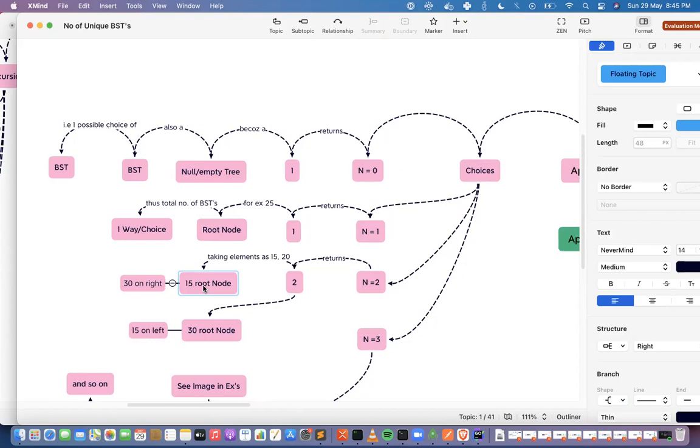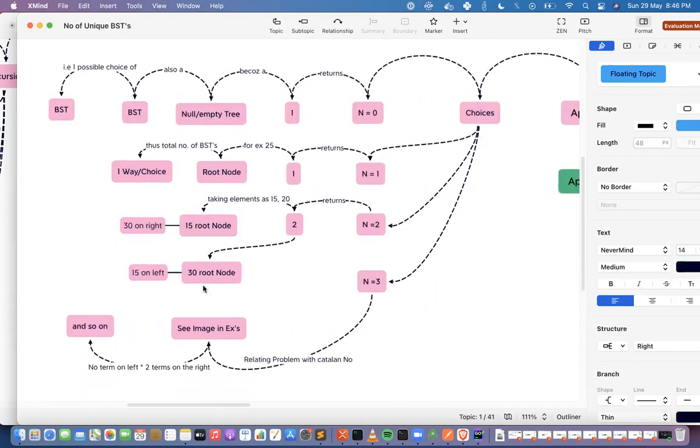So you are seeing that for n is equal to 0, you got 1. For n is equal to 1, you get 1. For n is equal to 2, you are getting 2. And what is the reason? For example, if you take 15 and 20 as elements, taking 15 as a root, you can only put 20 on the right. Taking 20 as a root, you can only place 15 on the left. That's the only two choices, right? It's following the Catalan sequence.